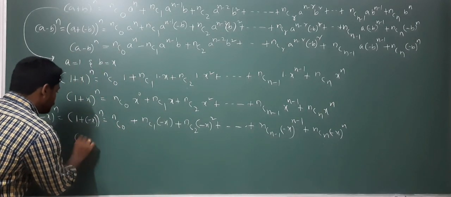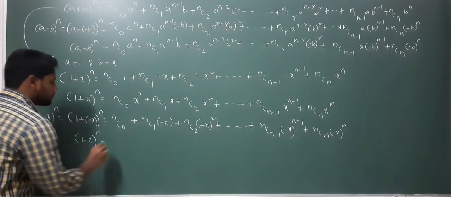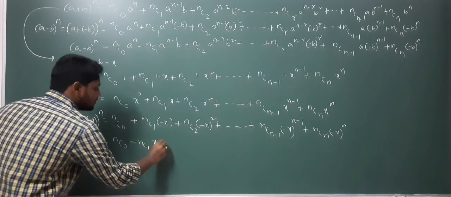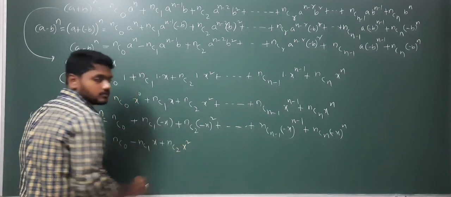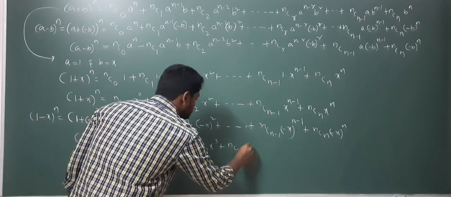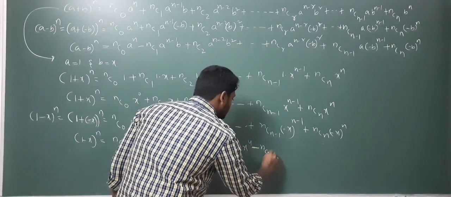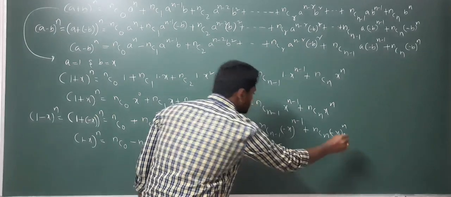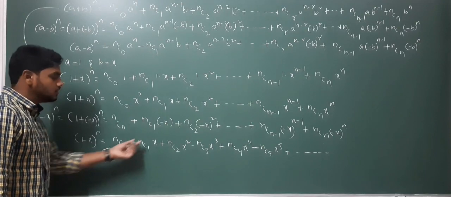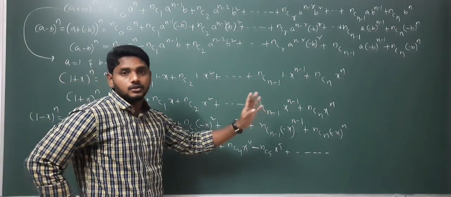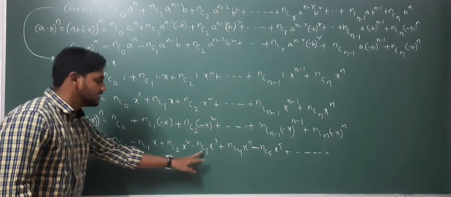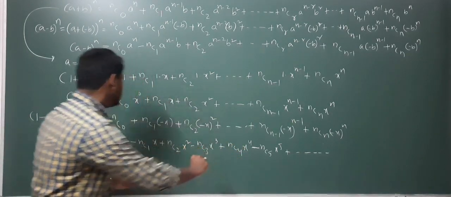So now (1 minus x) whole power n is equal to NC0 minus NC1 into x plus NC2 into x square minus NC3 into x cube plus NC4 into x power 4 minus NC5 into x power 5 plus so on. Here also if you observe, for the even binomial coefficients NC0, NC2, NC4, NC6, NC8, you will get positive terms. For odd binomial coefficients NC1, NC3, NC5, and so on, you will get a negative sign.